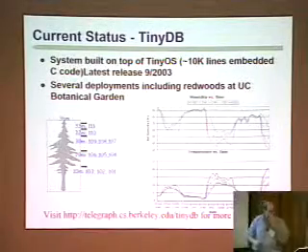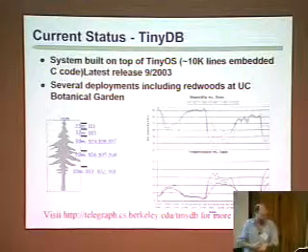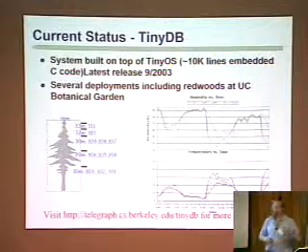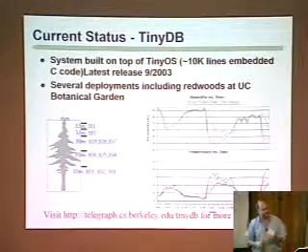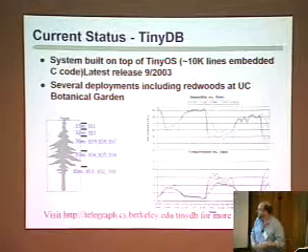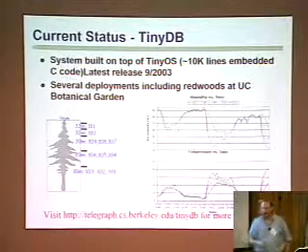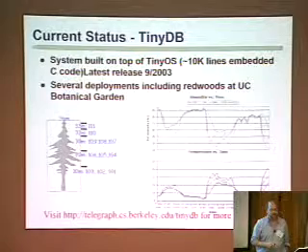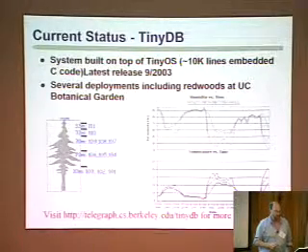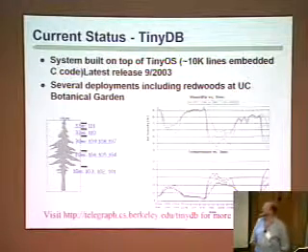So that's TinyDB, and TinyDB has been released. You can get it when you download TinyOS. It's been deployed, actually not on Great Duck Island, but in the Berkeley Botanical Garden on some of these redwood trees. I don't want to get into the details, but there is, or at least there was for a while, data coming out of these sensor nodes up in the botanical garden, and they were running TinyDB.